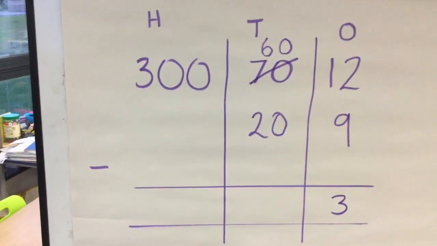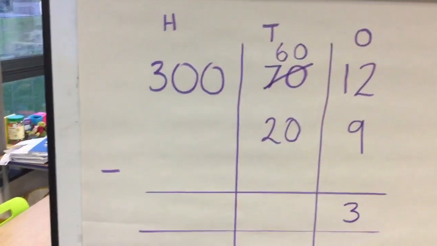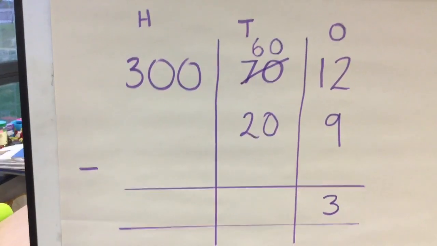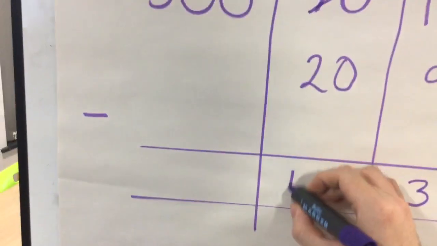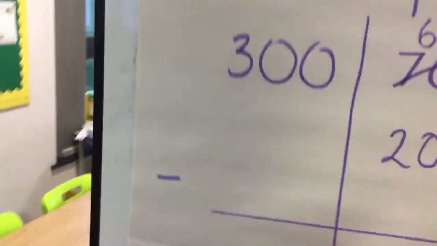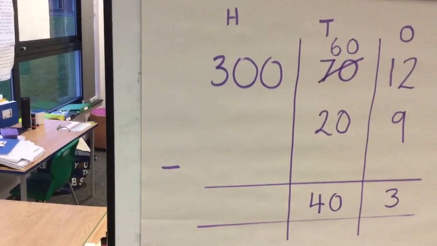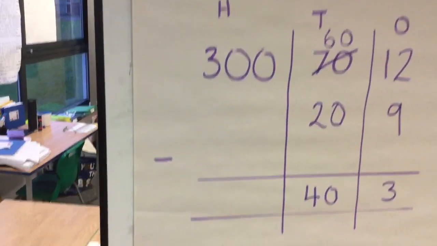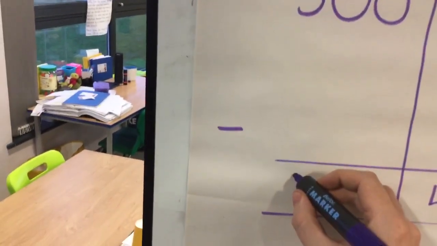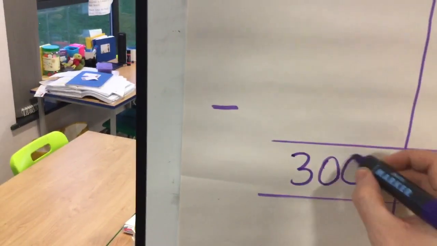That leaves me with my tens column. Now that I've done the ones column, I've got 60 take away 20, which gives me the answer of 40. And then my hundreds column, I've got 300 take away, and I've got no other hundreds to take away, so that just leaves me with the answer 300.